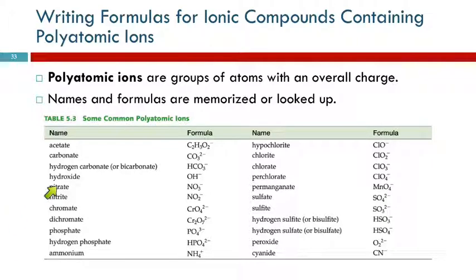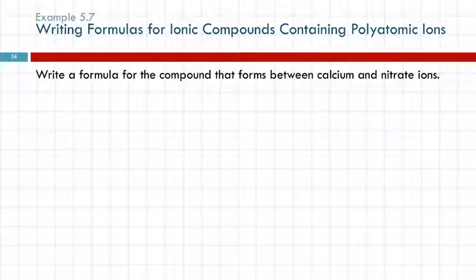So nitrate is this guy, NO3 minus. And we need to copy that down exactly because there's another one, NO2 minus, that is nitrite. And those are different. So for nitrate ion, we need the formula for the ion with its charge. And then calcium. What's the symbol for calcium? Ca. And what's the charge on it? 2 plus. Because it's a metal and it's in group 2A. Metals in group 2A have a 2 plus charge.